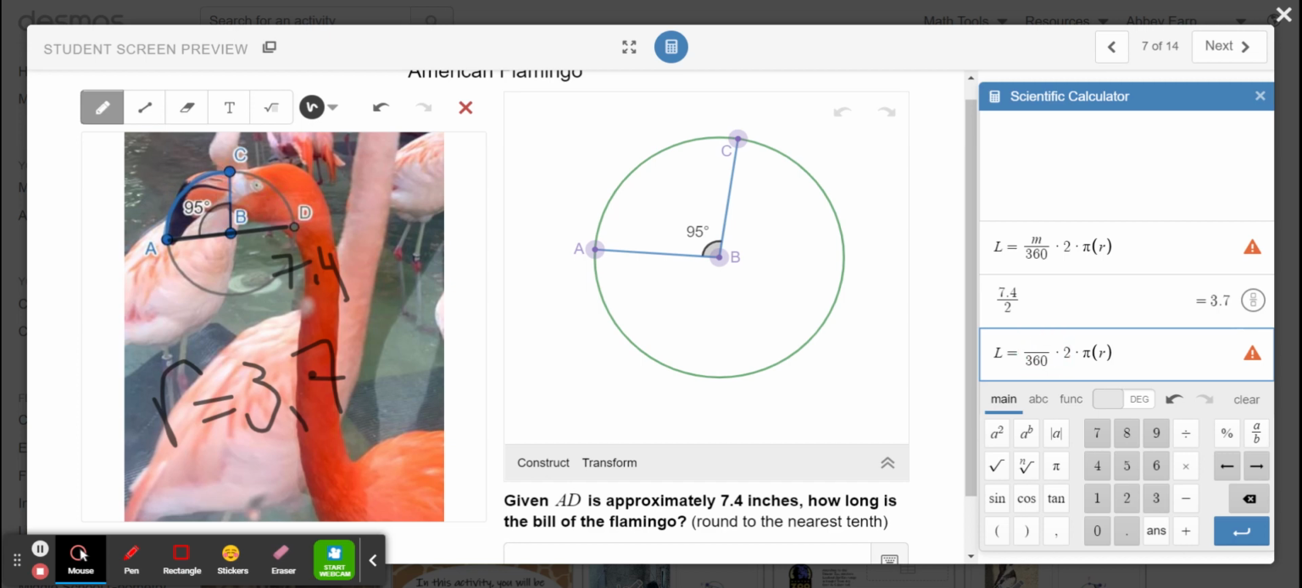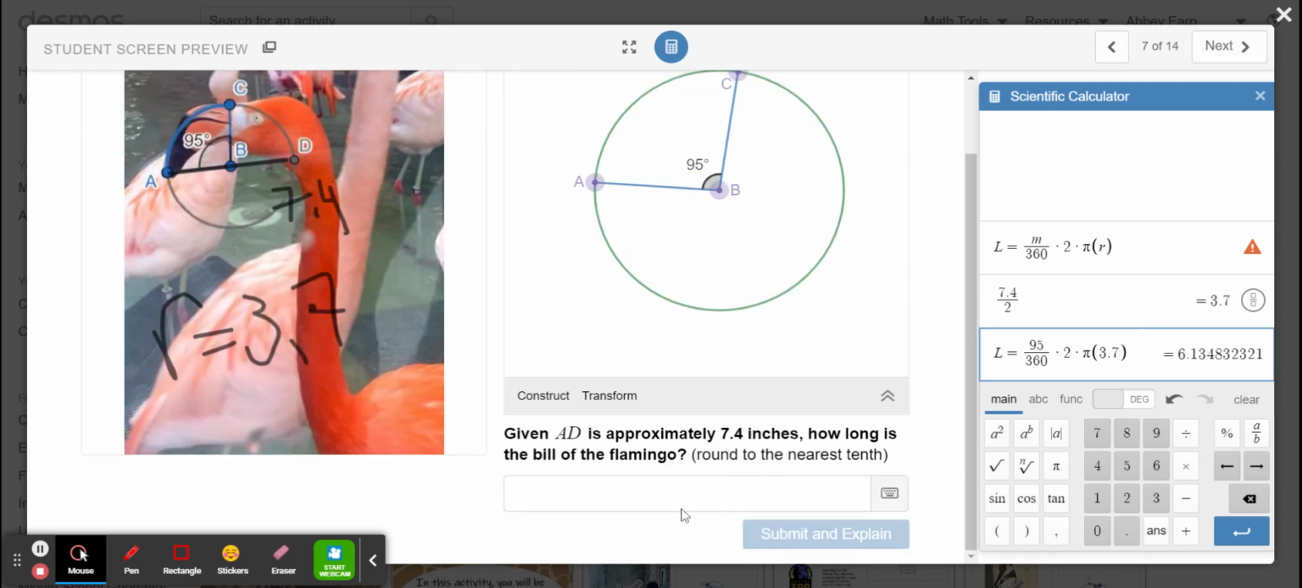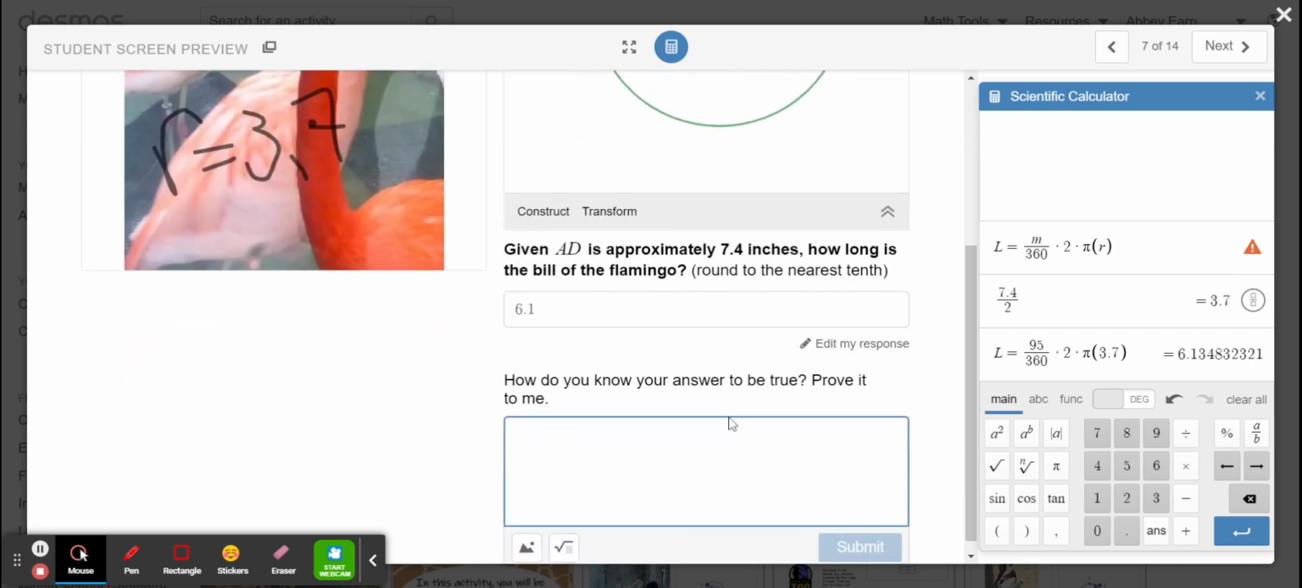So our angle measure was 95 degrees, and our radius was 3.7. We are told to round to the nearest tenth, so we have 6.13, which rounds to 6.1. Alright, so we're going to submit and explain again. How do you know your answers to be true?